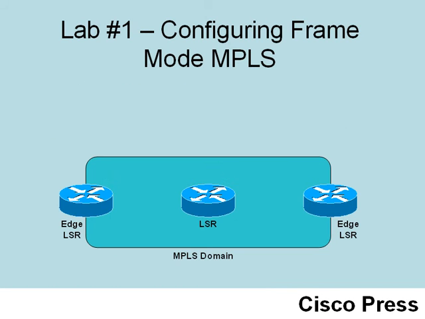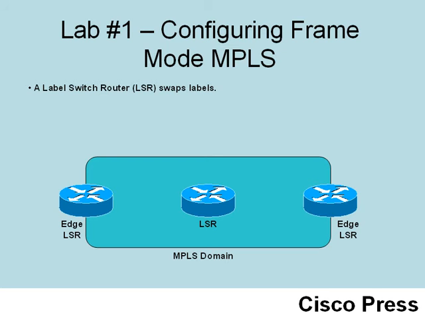Consider a sample MPLS network. First of all, inside of the MPLS domain, we have an LSR, a label switch router. A label switch router is responsible for swapping labels. One label comes in, that label gets swapped out and replaced with a different label.